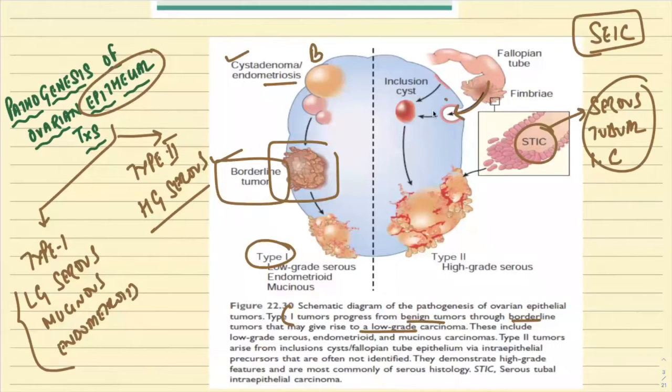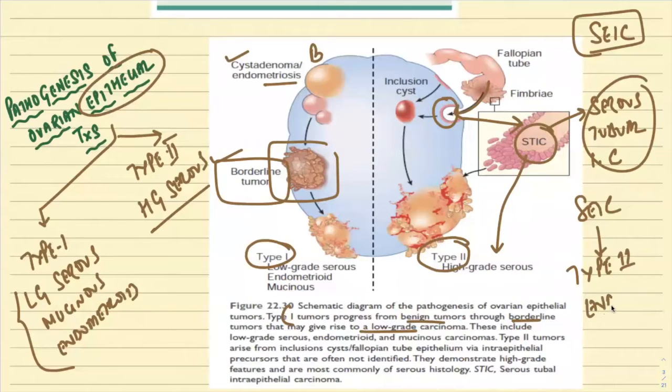And this part which is implanting is giving rise to a precursor lesion called STIC, which is giving rise to high grade serous carcinoma. Similarly, if you see, this is a type 2 ovarian carcinoma. Now, similarly, if you remember, SEIC was a precursor lesion which was giving rise to type 2 endometrial carcinoma, which was again a high grade lesion just like this.